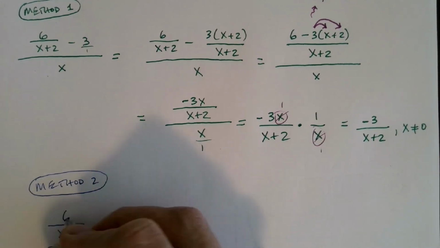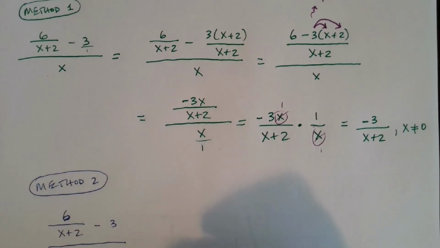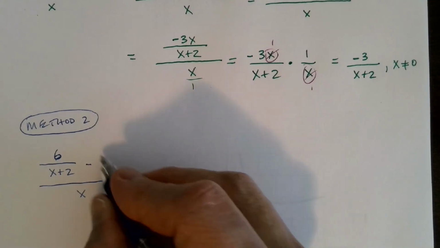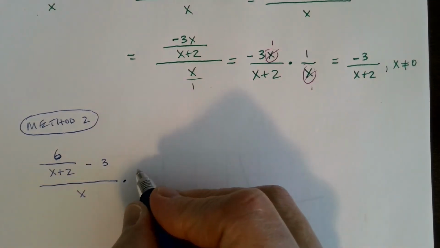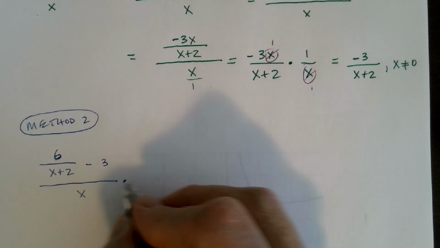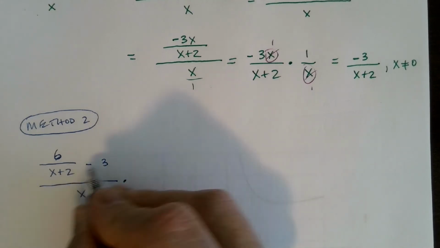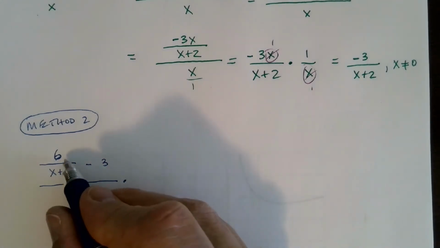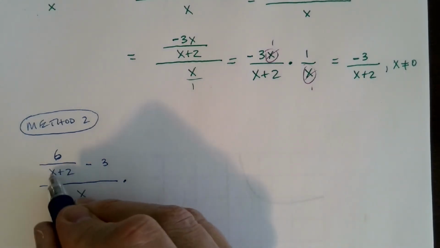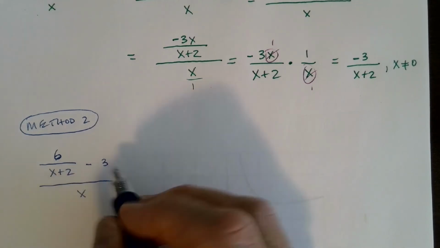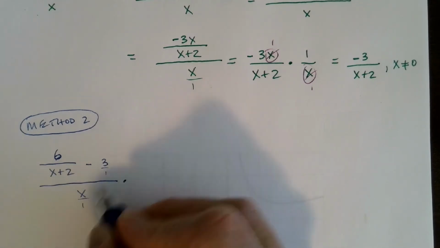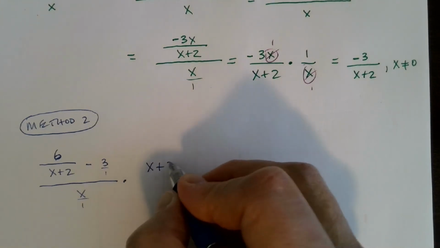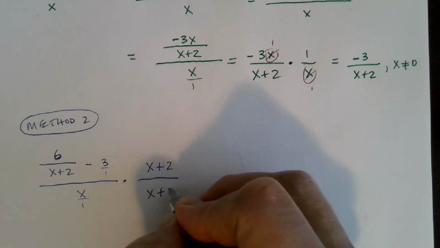And what I'm going to do this time is clear out the compound fraction by multiplying the big fraction by 1 in the form of the least common denominator of all my little fractions over the least common denominator of my little fractions. So the only denominator that matters is this x plus 2. This is 3 over 1, this is x over 1. So I've got 1, 1, and x plus 2. So I'm going to multiply the top and the bottom of this big fraction by x plus 2.